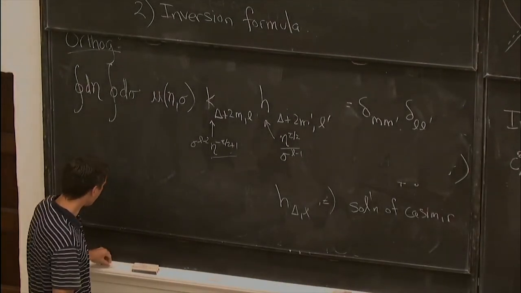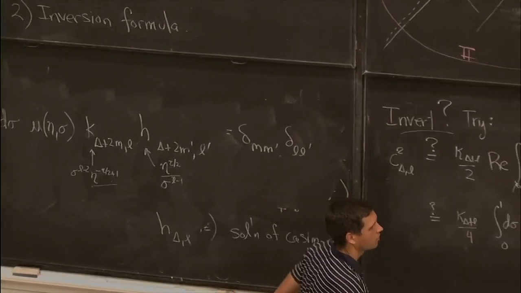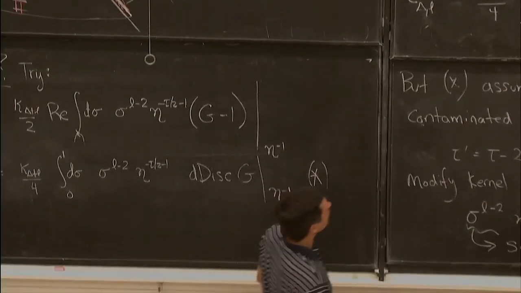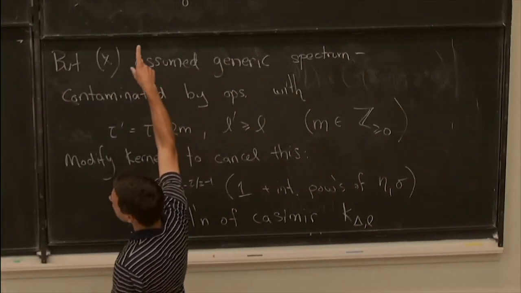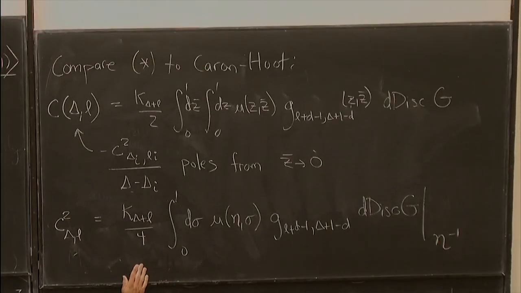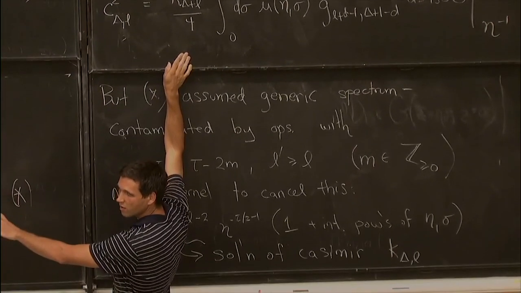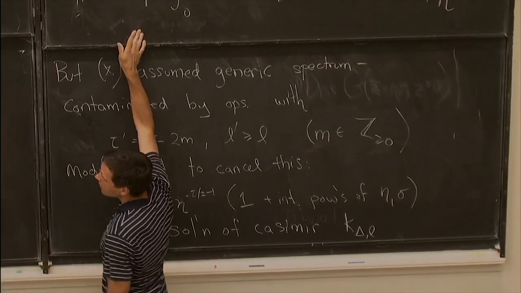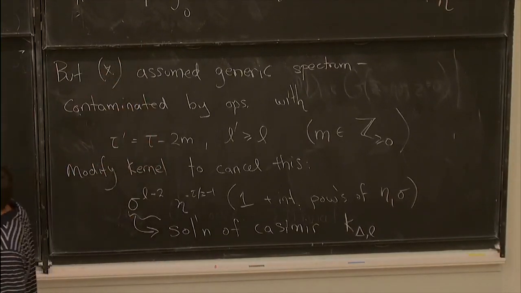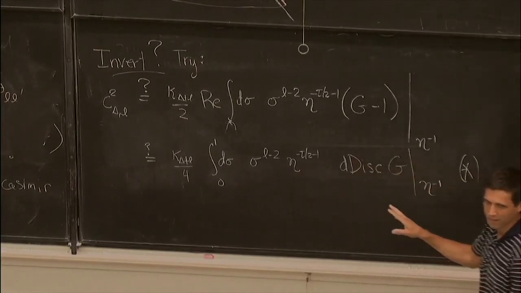Since I'm out of time, I'll just say the last step in words. We're almost there. We almost have matched the inversion formula to the simple-minded inversion formula by correcting for these degenerate operators. But we didn't quite get the same kernel. What I called K is not quite the kernel.